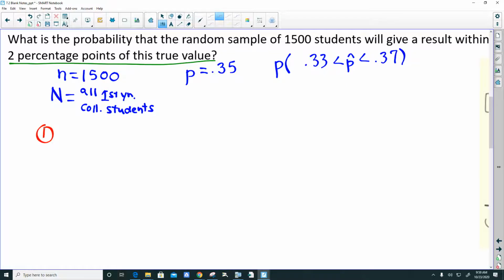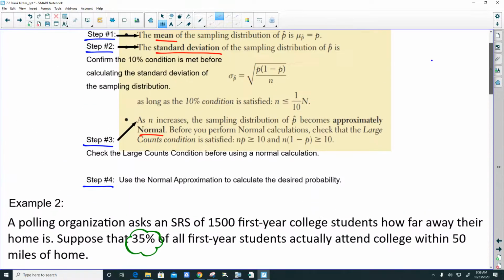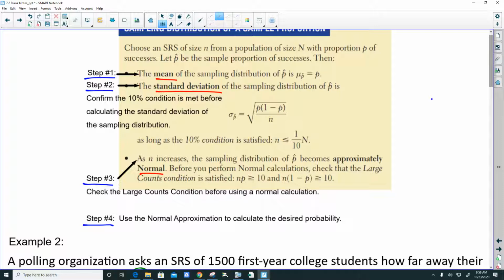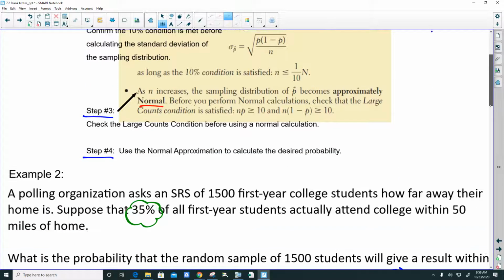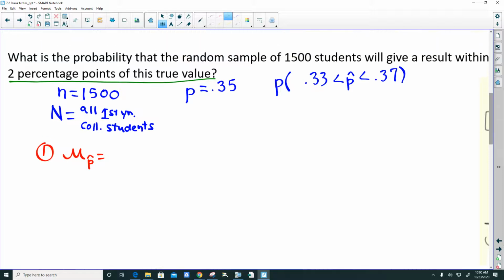Number one, for the mean. Now you have to be careful when you're doing this. The correct variable to use would be mu sub p hat, and that should be exactly whatever they told us the population proportion is. Recall, this is about as simple as a formula could be on the formula sheet, and it should be the exact value of whatever the population proportion is. So I'm going to fill in 0.35.